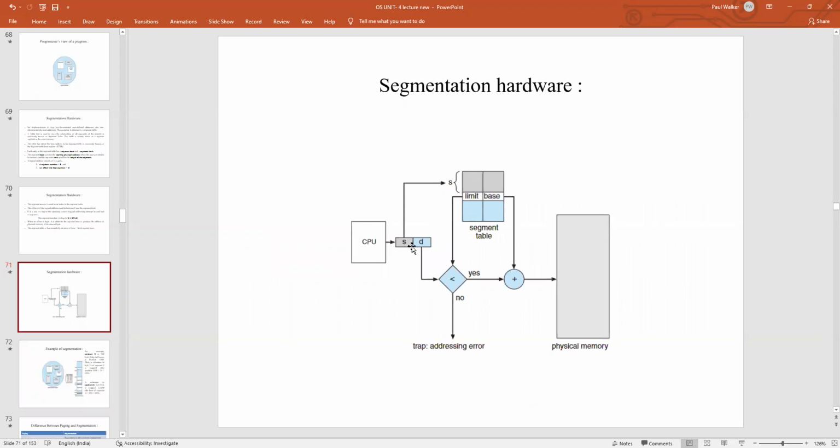So this is a diagram explaining the segmentation hardware. Here the CPU is going to divide the address into segment number and offset, and the segment is divided into two types of register. One is a base register, another one is a limit register. The base register and the limit register check the condition. If yes, it will produce the address and pass it to the physical memory. Otherwise, if the offset is found to be illegal, it will report an addressing error.